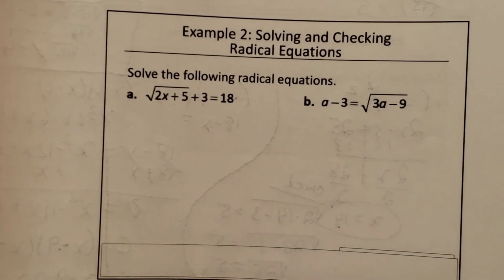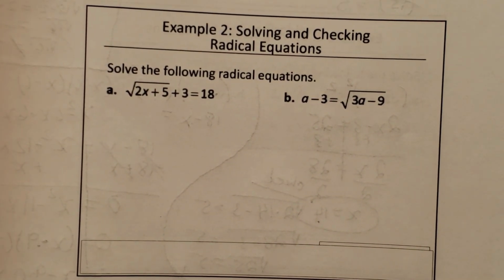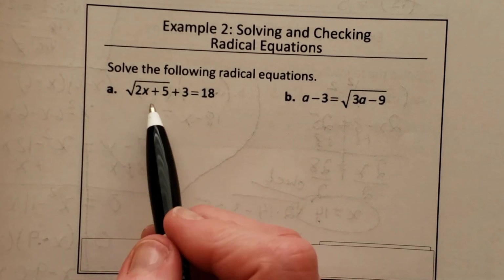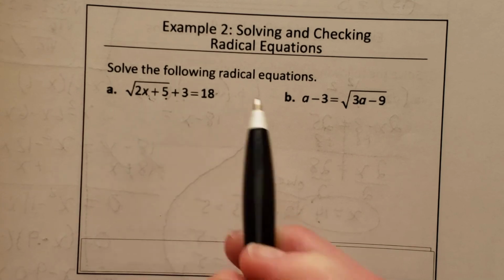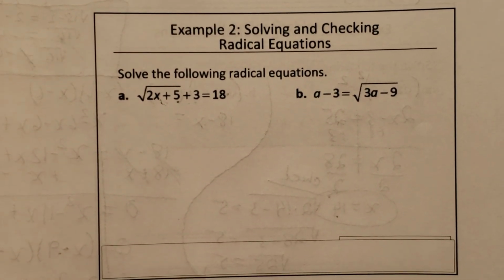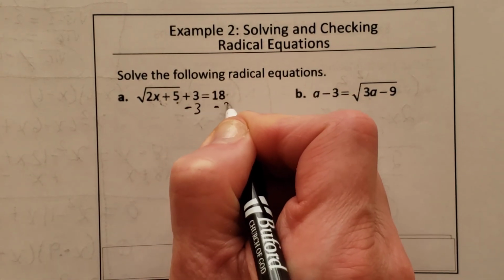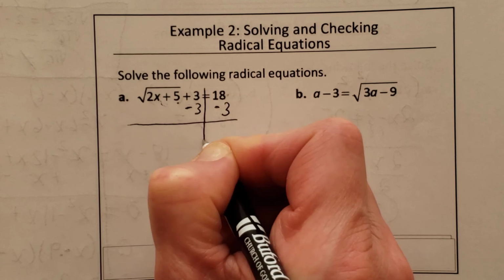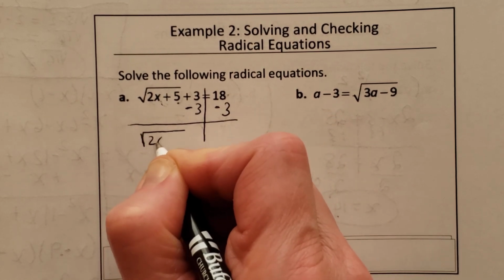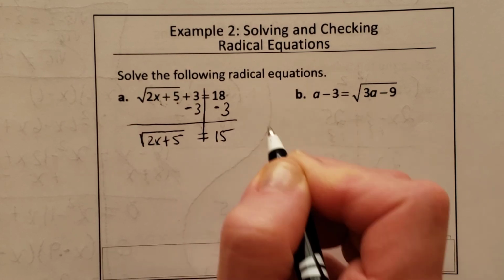All right, so letter A, on my directions I just read to you, the first thing it says is to get the radical expression by itself. Well, 2x plus 5 is under the radical, but plus 3 is not. So I'm going to get rid of plus 3. So the only way to get rid of plus 3 is to subtract 3 from both sides. So now I have square root of 2x plus 5 is equal to 15.